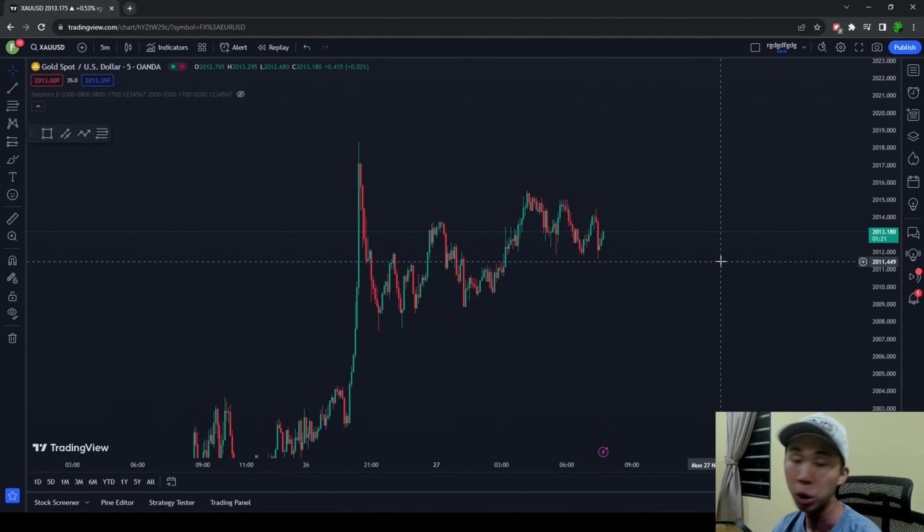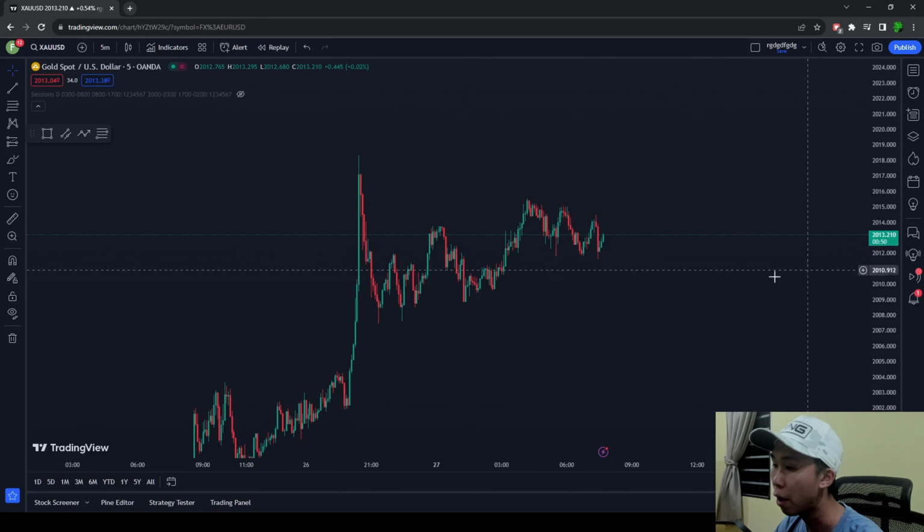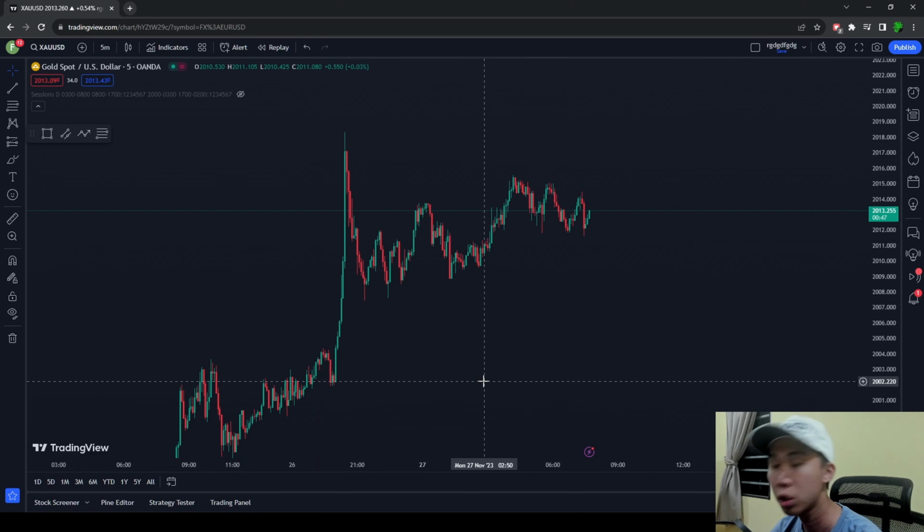Let's begin our gold scalping strategy. Gold is an asset or a currency pair that most traders love to trade because you can make tons of money in a very short time, but you can also lose tons of money in a very short time, because gold has one of the fastest movements, and when you have fast movements, you are able to make a lot of money and also lose a lot of money. So let's begin our 5-minute gold scalping strategy.